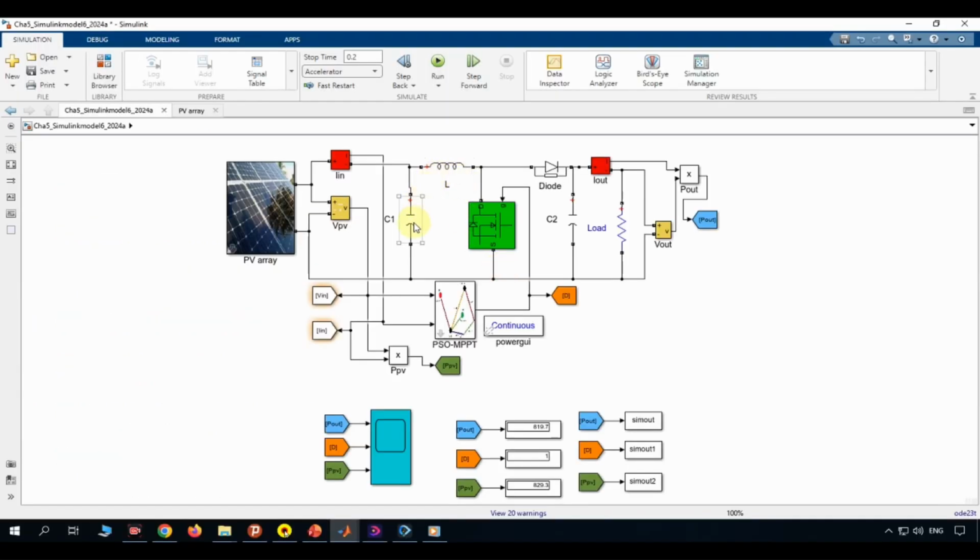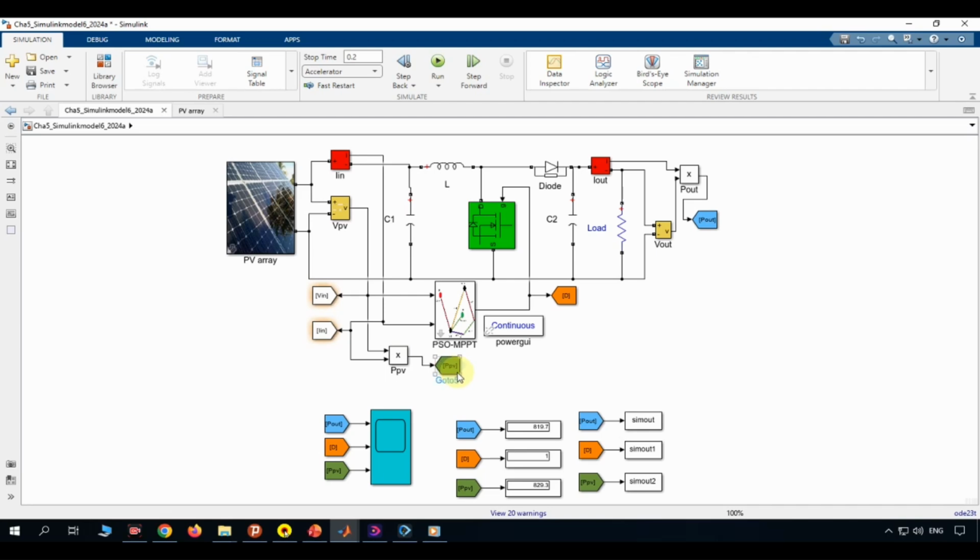This Simulink model shows a PV boost converter system controlled by a particle swarm optimization-based MPPT algorithm. Starting from the PV array, its output feeds a boost converter made up of an input capacitor C1, an inductor L, a switching MOSFET, a diode, and an output capacitor C2. A resistive load is connected at the output, along with current and voltage sensors, IOUT and VOUT, used to compute the output power, POUT. On the input side, the model measures the PV voltage, VIN, and PV current, IIN. These two signals are multiplied together to calculate the instantaneous PV power, PPV.